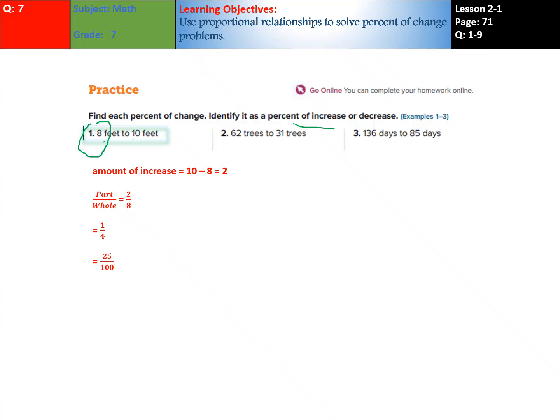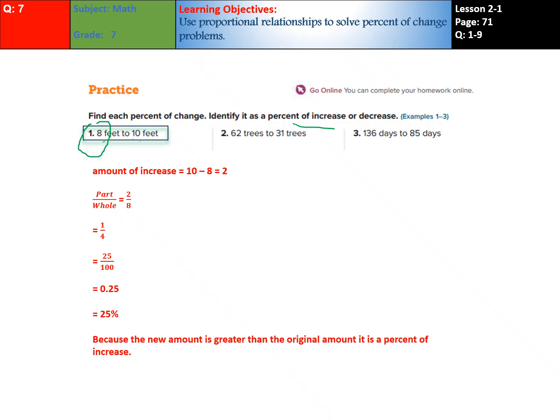You have to make the denominator 100 to write it as a percent. So 2 over 8 is 1 over 4 in the simplest form. It is 25 over 100, which means 25%. So you will not make a mistake: you have to make sure the whole is the initial amount. Initial, or actually, or originally, whichever word is used, the first one is the whole.